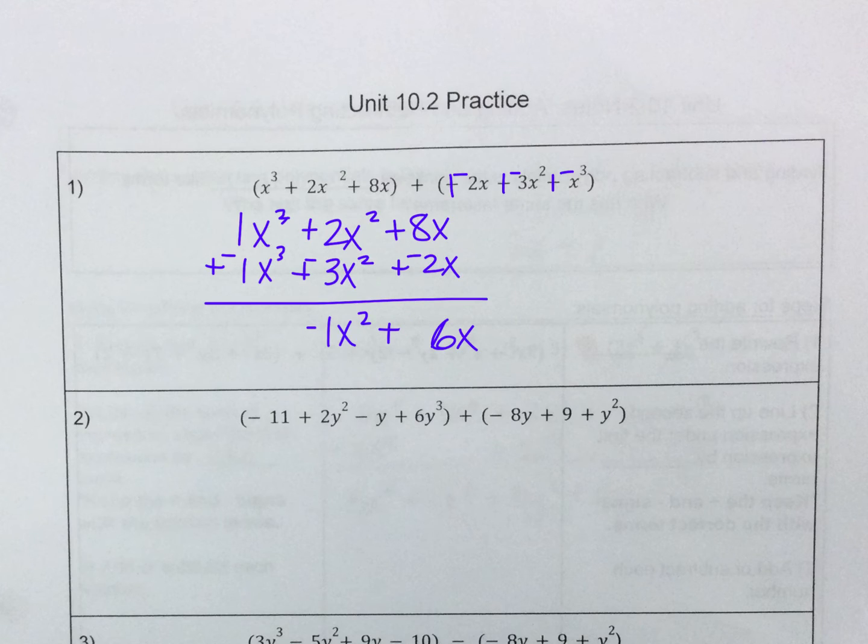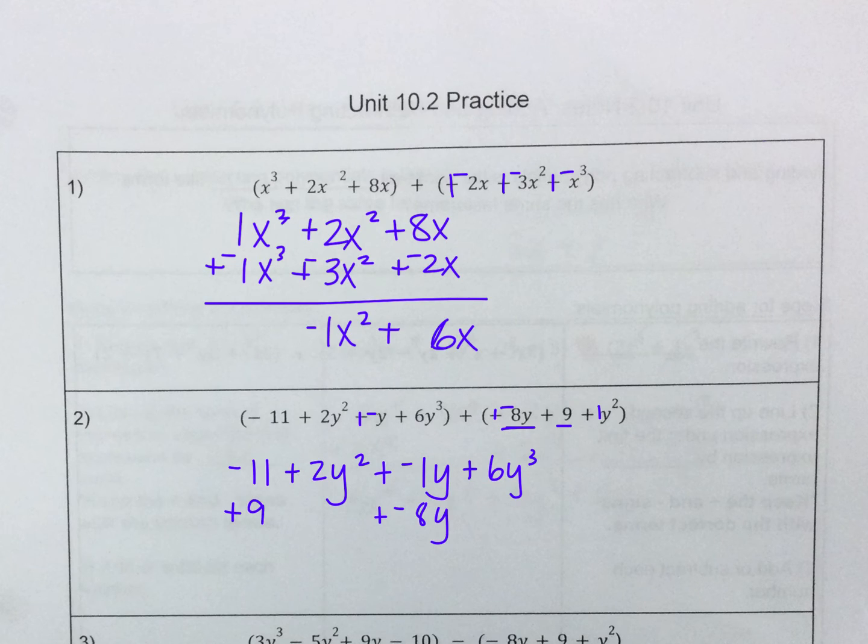Let's look at this number 2. First, we copy it down. Negative 11 plus 2y squared plus negative 1y plus 6y to the third. All right, then we're going to take the second one and match it up under the first one. So the y goes under the y, so plus negative 8y. The 9 goes under the 11, so plus 9. And then plus 1y squared.